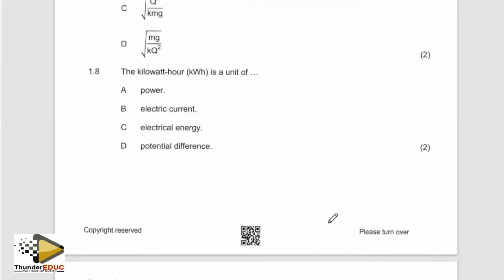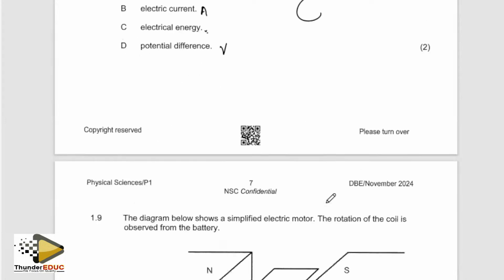1.8. Kilowatt hour. This is a unit of, is it power? Power we know is just the rate at which work is done, and the unit for power is just the watt. For electric current, we use amps. For potential difference, we use volts. And then electrical energy, that's where we use the kilowatt hour. So option C would be the best for 1.8.